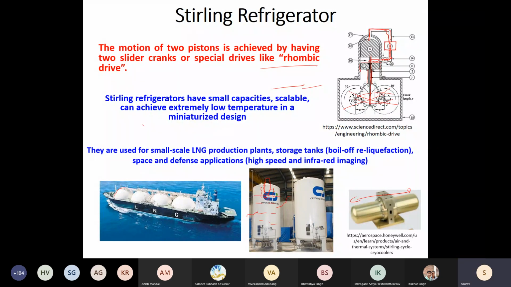So a lot of innovations are happening in the Stirling cryocooler segment, not on the thermodynamic aspect, but on the piston motion: how to achieve that in a more efficient manner, increasing the capacity in a very compact volume. So this is where the innovation is happening. And one of the companies which is a pioneer in this field is Honeywell. So any questions?